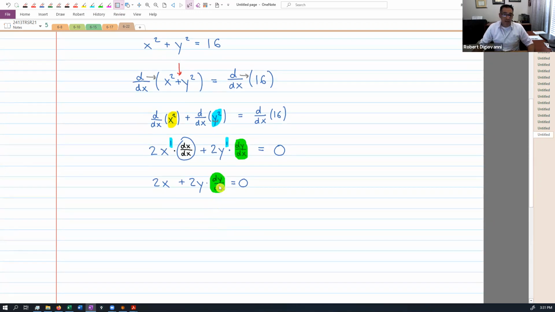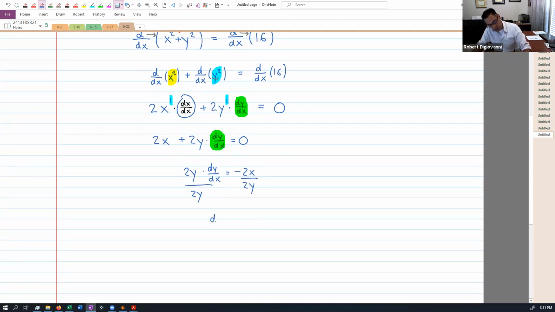And the goal of the problem is to get dy dx, to figure out what it is. So all I'm going to do now is isolate it. This is just going to be algebra. I'm going to move 2x to the other side, so subtract 2x on both sides. And then to get dy dx by itself, I divide both sides by 2y. And I get a final result that dy dx is equal to negative 2x over 2y. Oh, sorry, I'm going to simplify that. Negative x over y. And I'm going to box it up. Negative x over y.